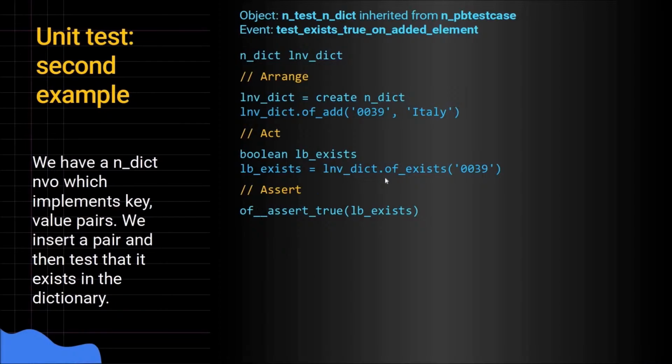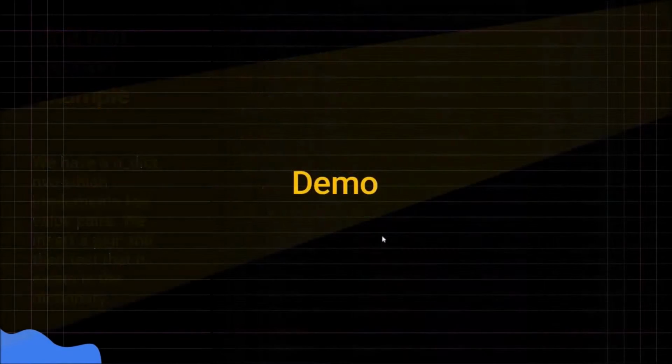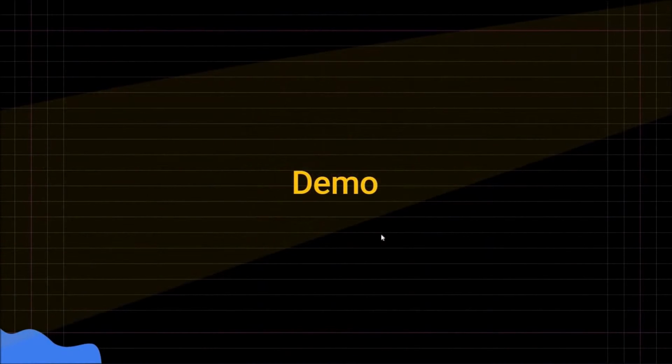Of course, if the object is correctly running, this test should pass. Okay, so we saw a couple of tests, but I want to show how to code them in practice and how to execute them. So let's start with the demo.